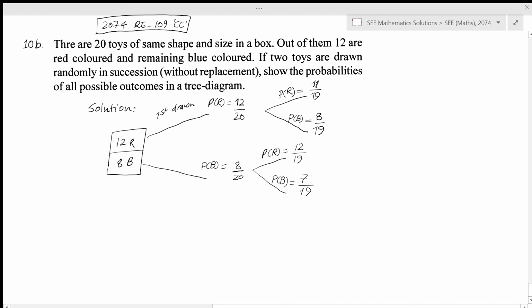So that's it. This is our answer. This is how we draw the tree diagram. We can keep these values in a box, or we can leave it as it is, just wide open. It doesn't matter. All right, that's it. Good luck.